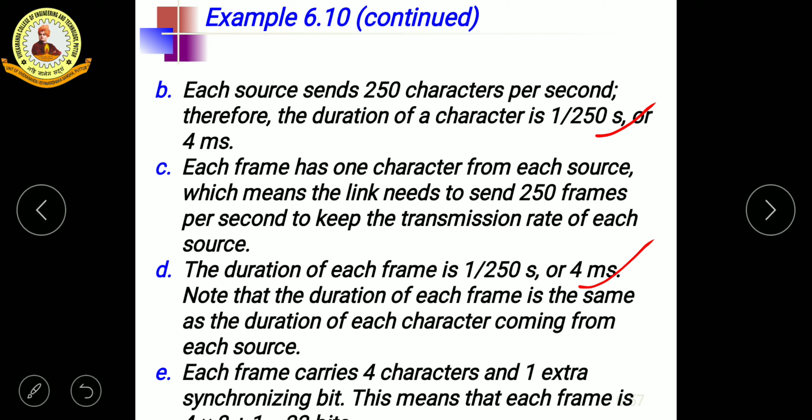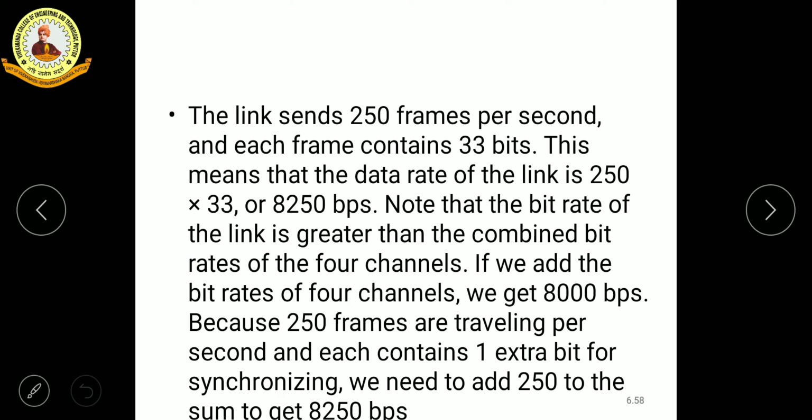Then the next question, the number of bits in each frame. What is the number of bits in each frame? Each frame carries 4 characters, one from A, one from B, one from C, and one from D, and one extra synchronizing bit. So what is the number of bits here? It is 4 into 8. 4 into 8 is 32, plus one synchronizing bit, it will be 33 bits. Then the last part of the question, what is that?